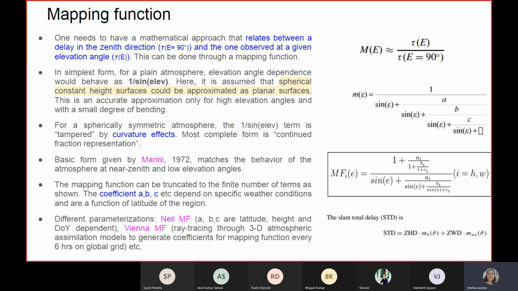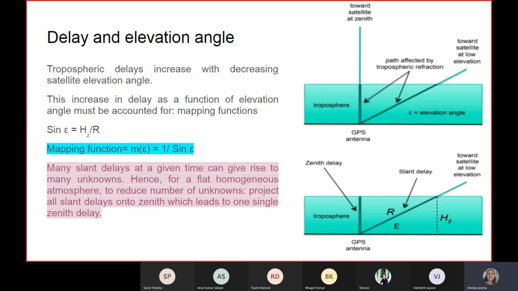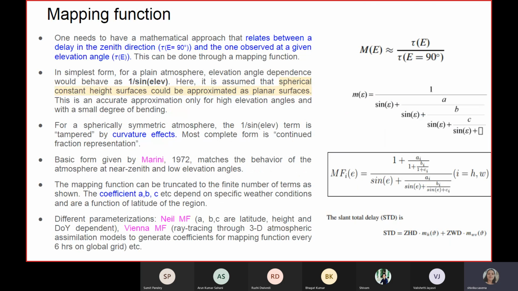One needs a mathematical approach that relates the delay in the zenith direction and the one observed at a given elevation angle. This can be done through a mapping function. In the simplest form, for a plane atmosphere, the elevation angle dependence would be 1 by sine epsilon, if you remember. The first equation here: mapping function equals 1 by sine epsilon. This is the simplest equation for the mapping function when very basic assumptions have been made. What are those assumptions? It is assumed that spherical constant height surfaces could be approximated as planar surfaces. The Earth is round, so the directions would be affected compared to those taken from planar surfaces.